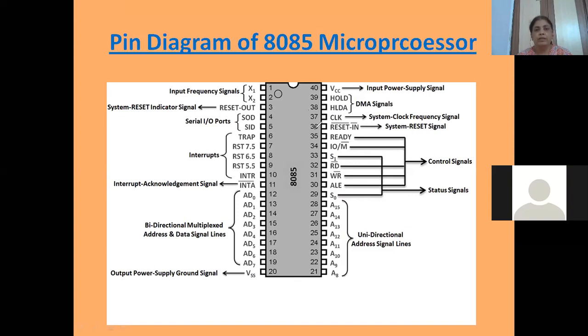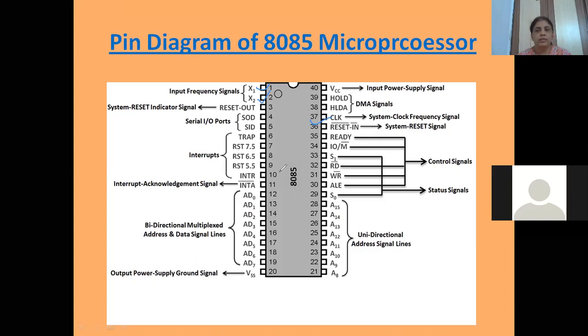After that we have reset in bar and reset out pins. These pins are used to reset the microprocessor as well as the peripherals. Reset in bar is basically an input signal. When you press the reset button, it will reset the 8085 microprocessor and it will move to its initial position, which means the program counter will also move to the first address, 000H.